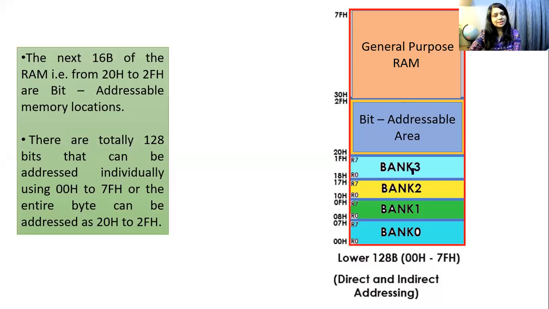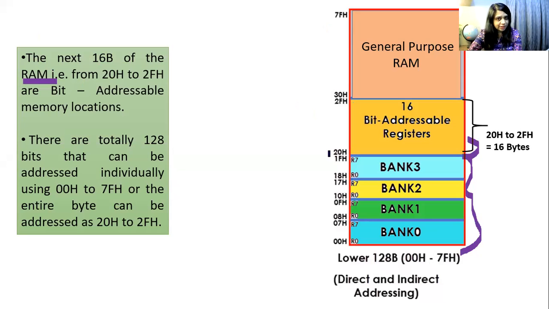Now after these register banks, that means after these 32 bytes, what is next? The next is the bit addressable area. The next 16 bytes of RAM. So how many bytes are there? There are 16 bytes.